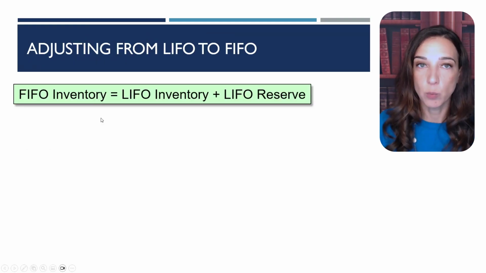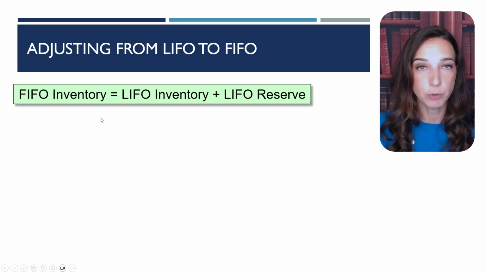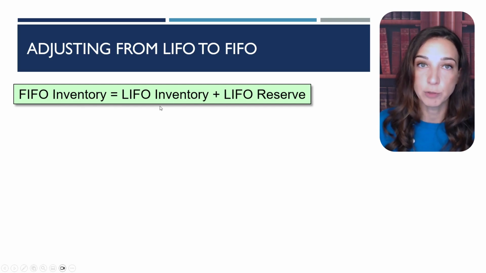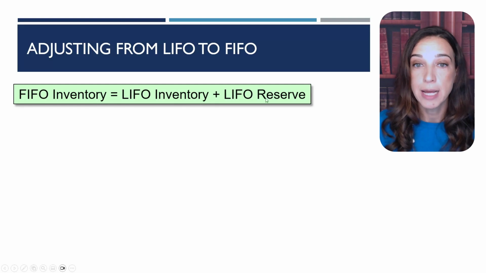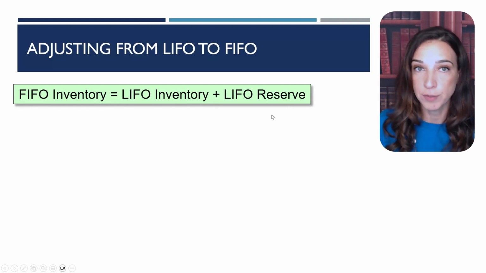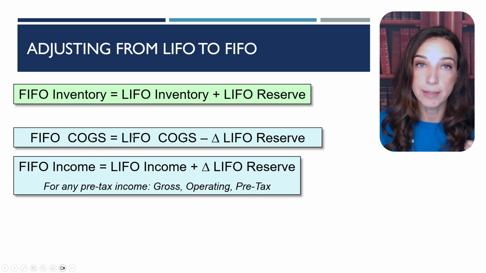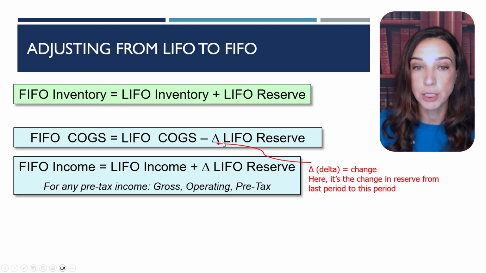The formula that we will use adjusting from LIFO to FIFO: if we want to adjust the balance sheet, the asset inventory, we're going to use the full amount of the LIFO reserve. So we will start with the value of the inventory that the company actually reports, and we will add the full amount of the LIFO reserve. Now, if we're adjusting our income statement numbers, we will start with the numbers that the company actually reports in the income statement, and we will adjust it by the delta, the change in the LIFO reserve.